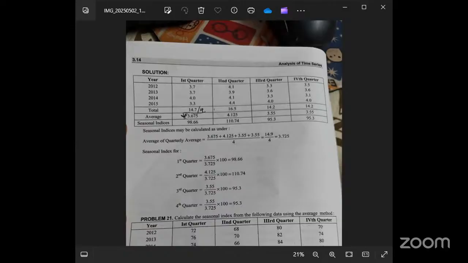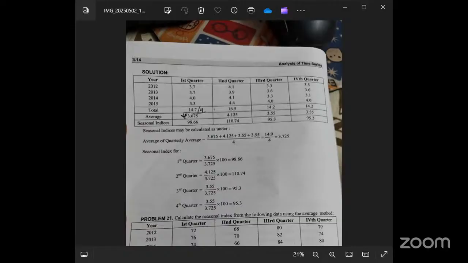So how we calculate this index or indices: for first quarter, what is the average? Average divided by average of quarterly averages into 100. So 3.675 divided by 3.725 into 100. For first quarter we are getting 98.66. So here we got the first index, that is 98.66.